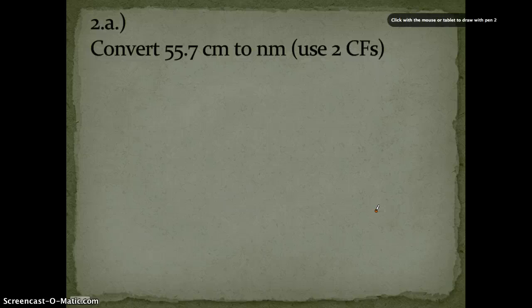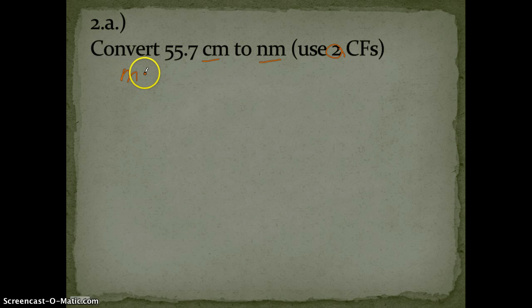So here we go. The next problem, number 2A, is a conversion, and you're going from centimeters to nanometers. So here's the deal. When you're going from centi to nano, I want you to use two conversion factors. So you have to know two things. One of those things that's going to be helpful is to know how many nanometers are in a meter. So 1 meter is equivalent to 1 times 10 to the 9th nanometers. I would expect you to know that since we did all of those conversions on the electromagnetic spectrum.